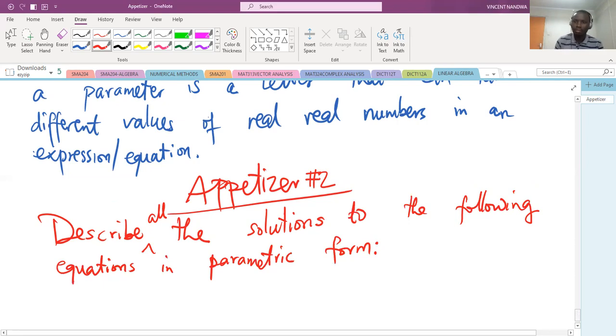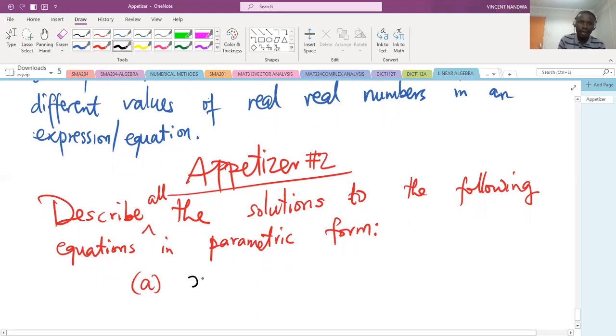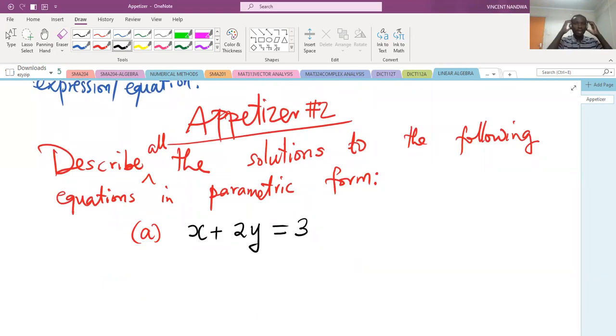So let's start with the easiest one, like what we did in the first lecture. So A, if you are given, say, x plus 2y equals 3. Somebody can ask you, solve the equation x plus 2y equals 3. So there are two ways. You either express x in terms of y, and then you fix y to be any given parameter that can take on different real numbers, or you make y the subject and take x to be a given parameter that can take on different values of real numbers. All of them will be accepted.